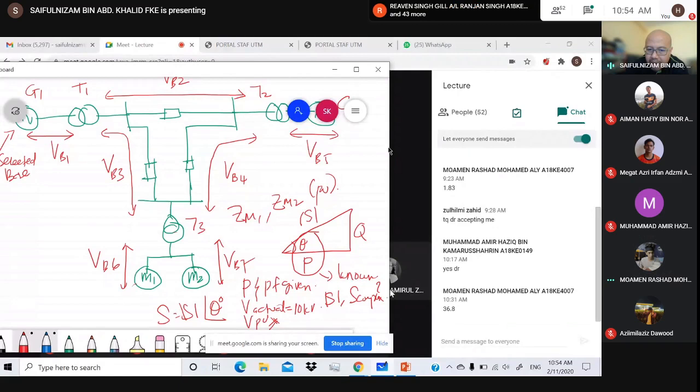So as I said, it depends on the question given. So you can get the actual value, the per unit value of the motor. Then to find the current, you can use another relationship. P equal to, for example, V I cos theta. This one is for one phase.